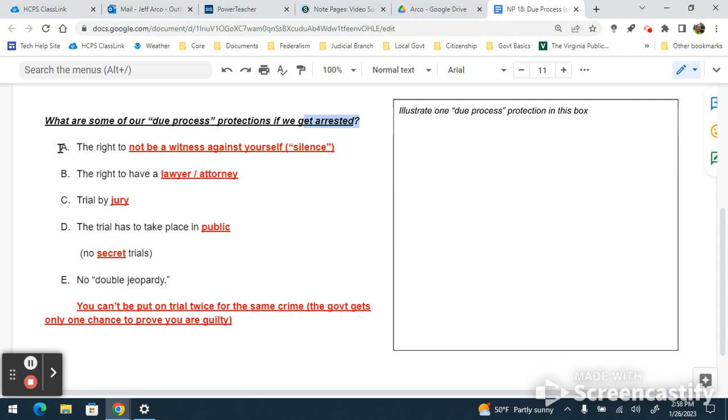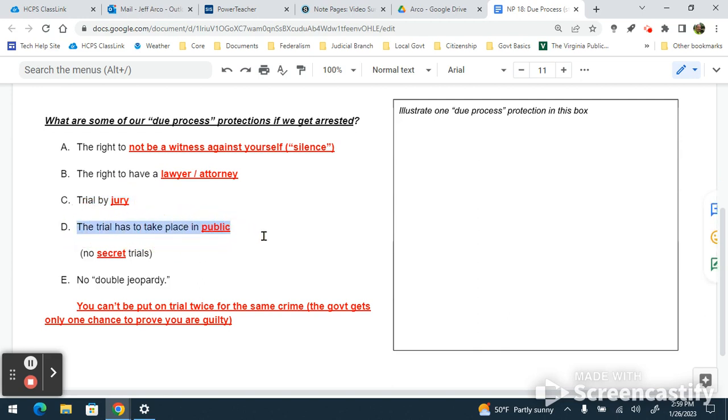Some parts of due process: if you're arrested, you have the right to silence. In other words, you don't have to give evidence against yourself. If you get arrested, you have the right to have a lawyer or an attorney. If you're arrested, you have the right for a jury of 12 people to hear the evidence, and then the jury decides if you're guilty or not guilty.